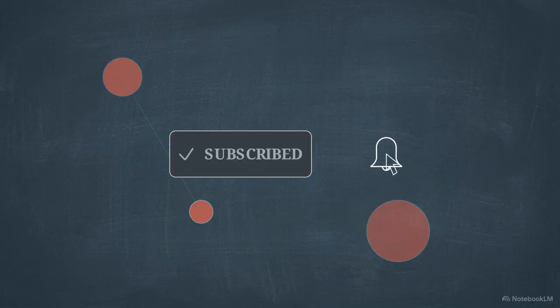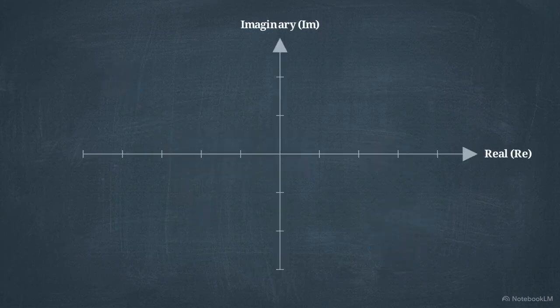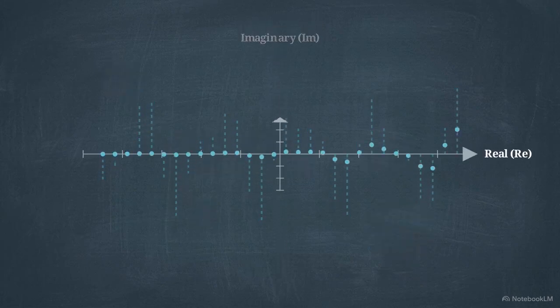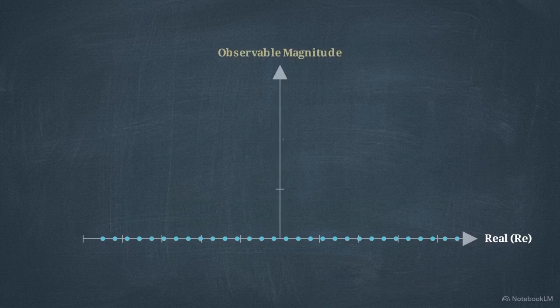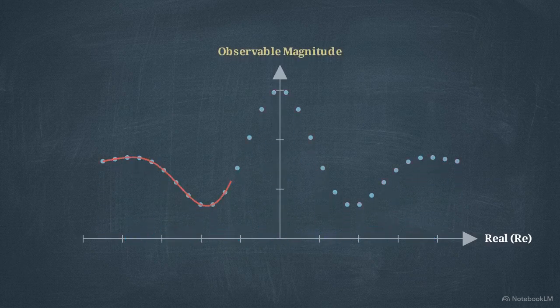The complex Hahn-Banach theorem is the mechanism that ensures our mathematical models of complex systems are always capable of producing observable real-world data.